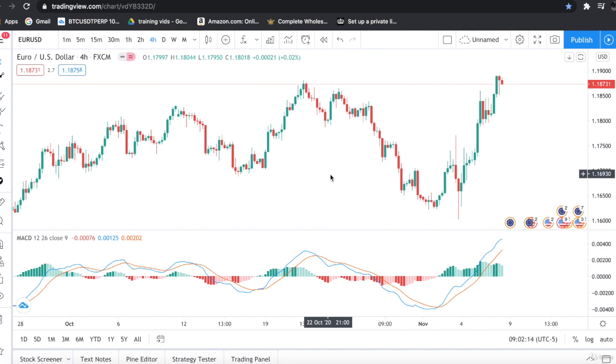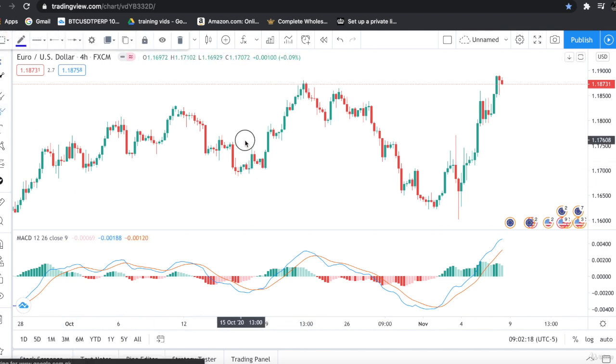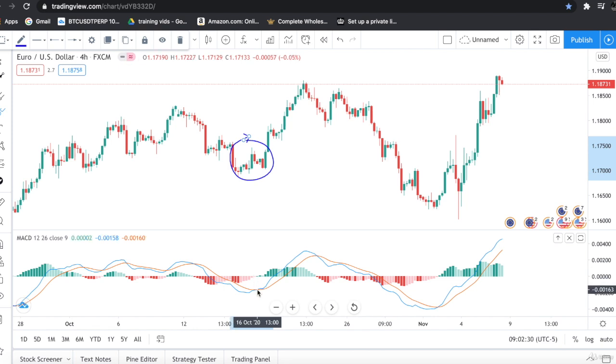Now over here, look at the price. The price was consolidating over here. Let me mark this zone. The price was consolidating over this zone. The MACD line crossed the signal line, this one. As you can see, the blue line crossed the orange line, which gives us a buying indication. And as you can see, the price then rallied towards the upside here. The price rallied all the way up. Then the price was consolidating over here.